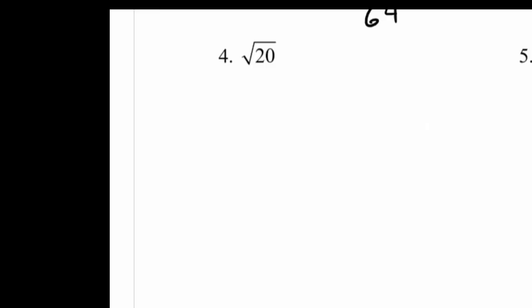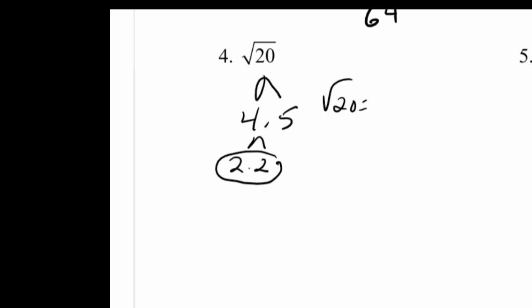For problem number 4, we've got the square root of 20. And again, we're going to go ahead and do our factor tree for that. So we've got 20 is 4 times 5. And 4 is 2 times 2. So we do have a square here. We have two 2's, right? And a 5. So what we do is the square root of 20, which is the square root of 2 squared or 4 times the square root of 5.